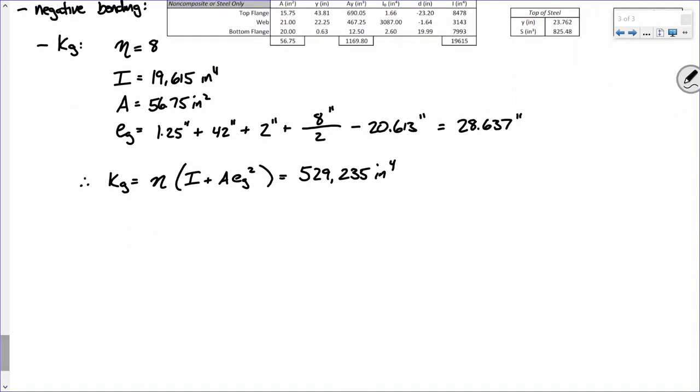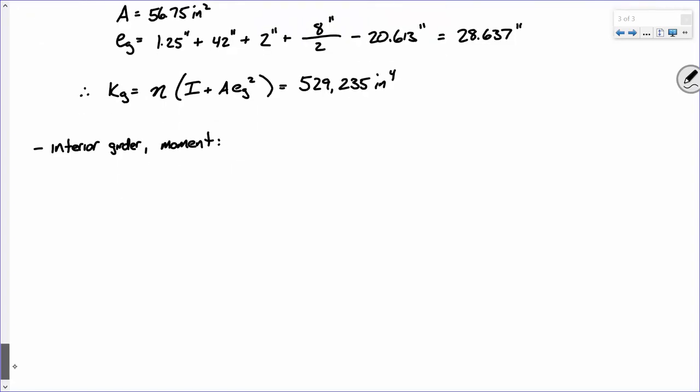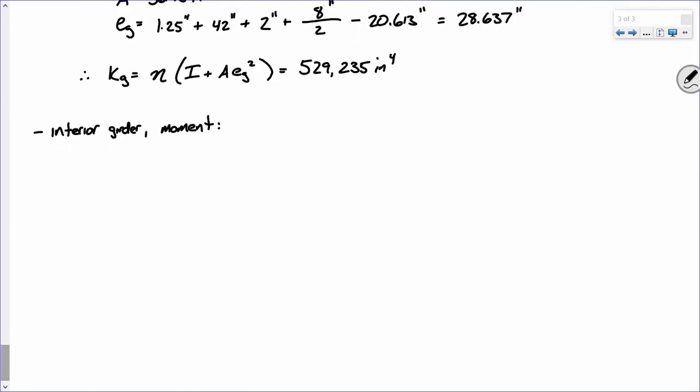We have the interior girder moment ones. Now let's see if we can remember these. Let's recall that S is 10 feet. Let's recall that L is 90 feet, the span length. TS is 8 inches. All right, let's see how my memory works.